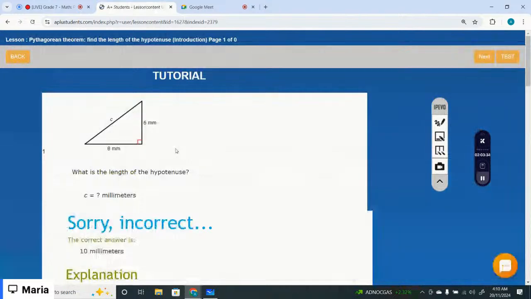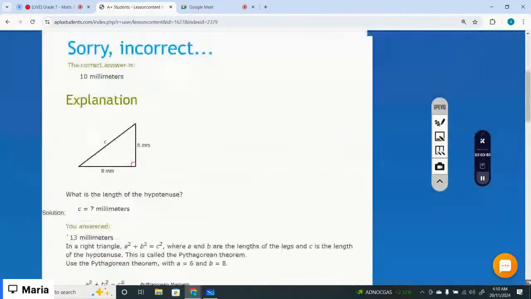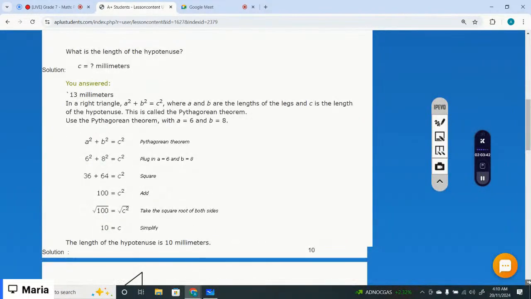What is the length of the hypotenuse? So basically a right angle triangle, a square plus b square equals c square, where a and b are the length of legs and c is the length of hypotenuse. This is called the Pythagorean theorem. That is c square equals a square plus b square, right? So just put up the values you have. A equals 8, b equals 6. So c square equals. You have to square root both sides, then c equals 10.